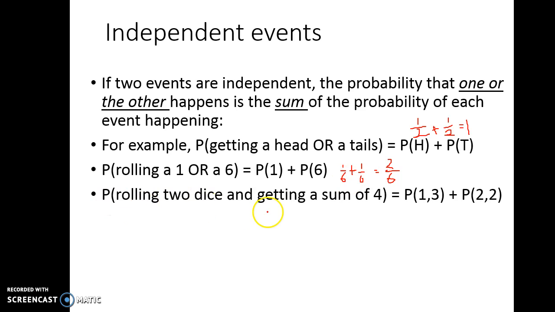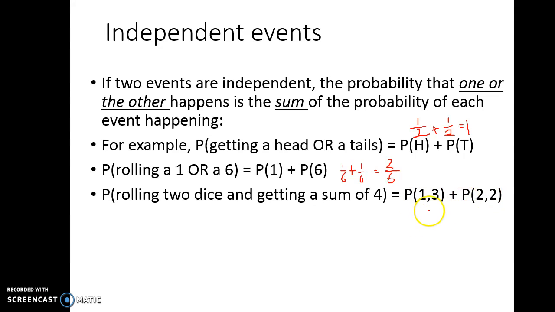What about rolling 2 dice and getting a sum of 4? Sometimes you have to think about what are all the ways that this could happen. Well, you could get a 1 and a 3, or you could have gotten a 2 and a 2. Both of those would give you a sum of 4. So by taking advantage of this, that we know that the sum of the probabilities is the way to find the probability of either one or the other event happening, you can actually calculate probabilities for things that are a little more complicated, like rolling 2 dice and getting a sum of 4. It's just the sum of all of the ways that you could possibly get a sum of 4.